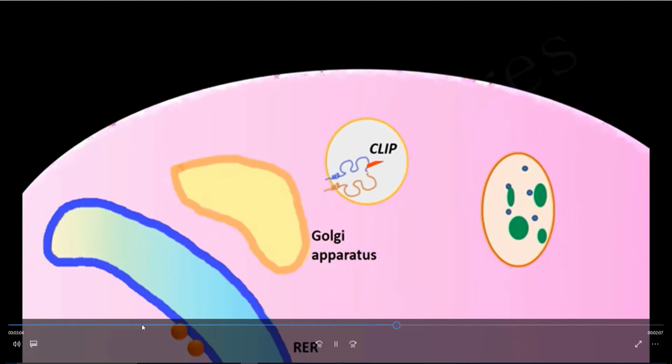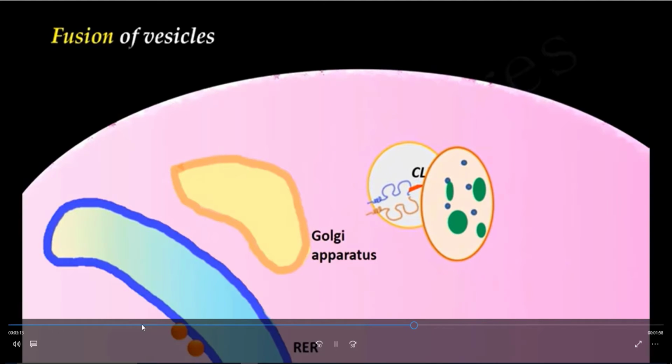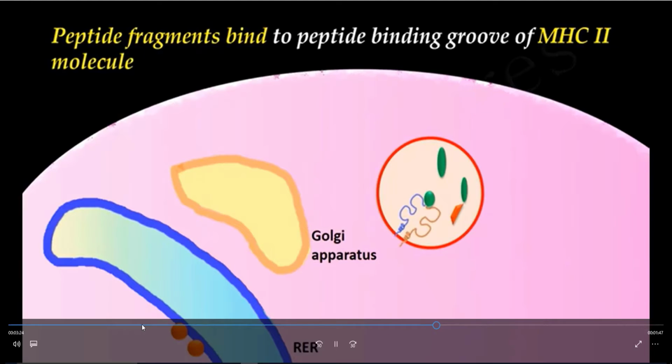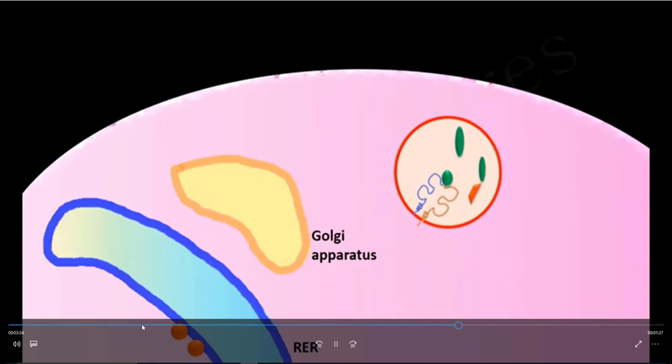In the next step, this vesicle containing MHC2 molecule bound to the CLIP fuses with the vesicle containing peptide fragments of internalized antigen. The peptide fragments displace the CLIP and bind to the peptide binding groove. These peptides are 11 to 15 amino acids long. The newly formed MHC2 peptide complex is transported to cell surface.